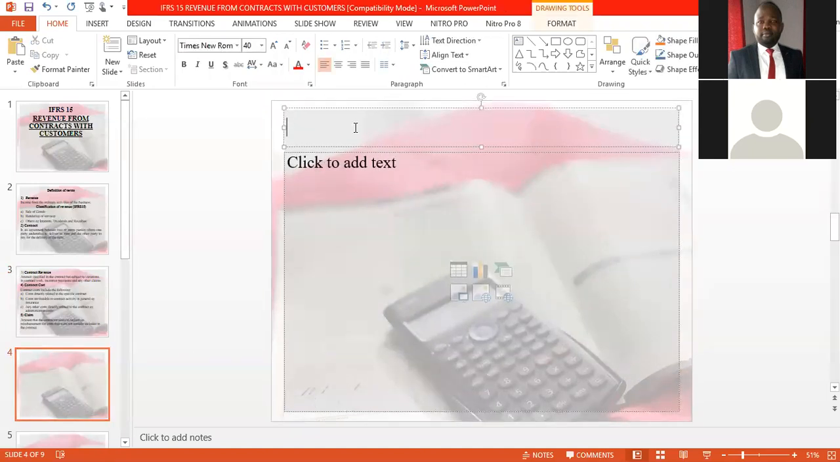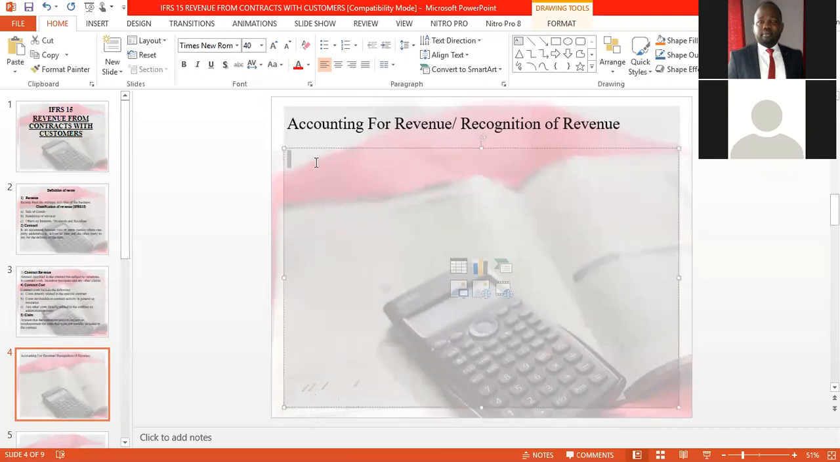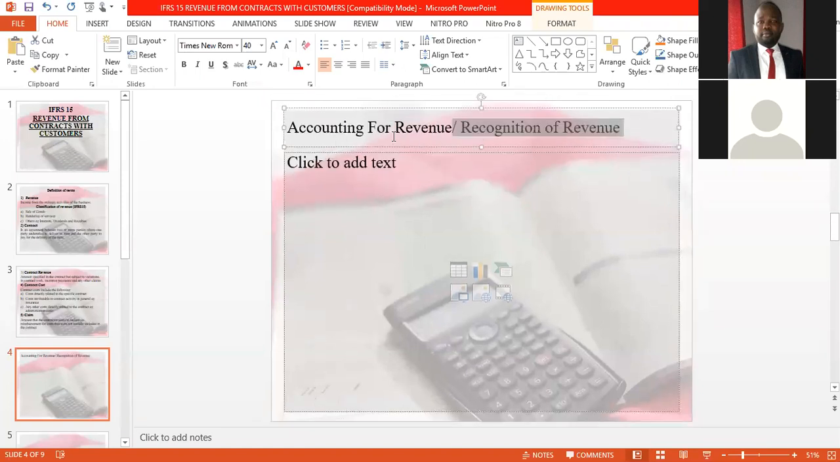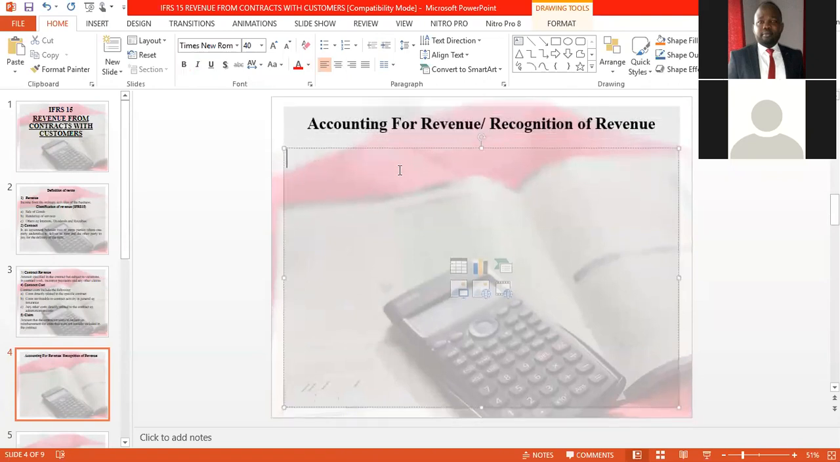So how do we account for contract revenue? I want to first of all start looking at accounting for revenue, or I can talk of recognition of revenue. Lauren, I've not ignored your question. I will answer you with time before we complete the class. So accounting for revenue, or recognition of revenue.